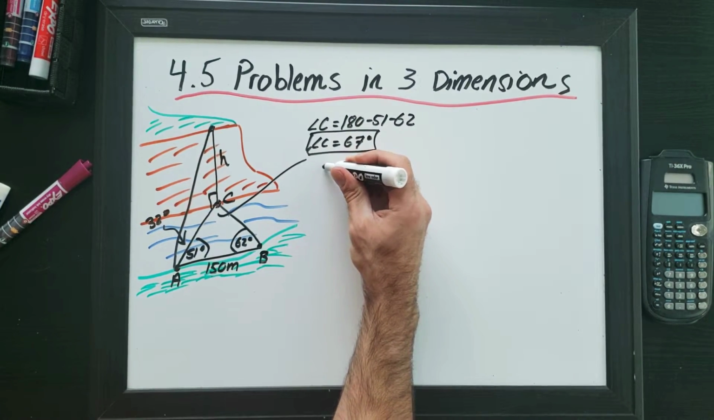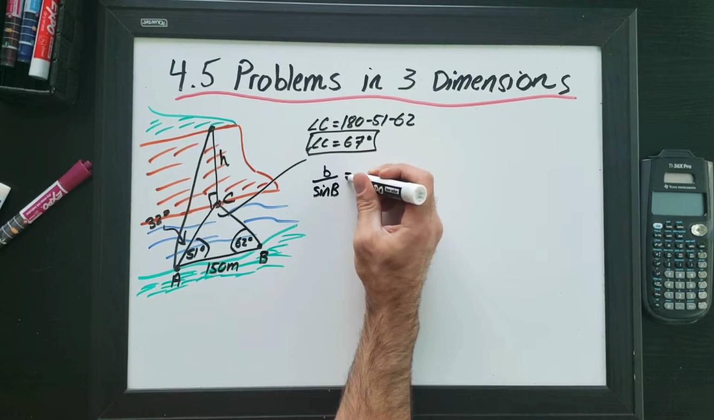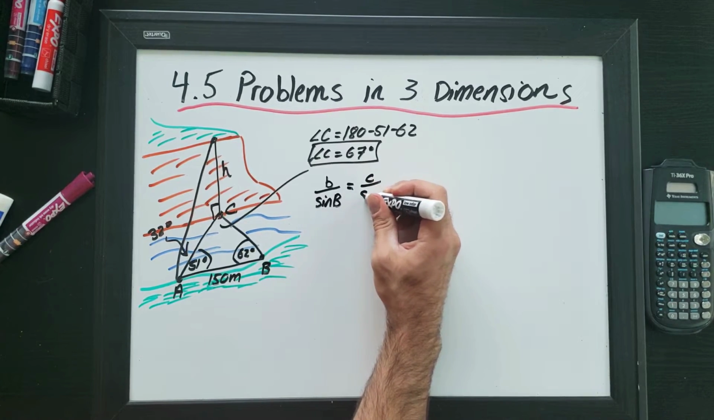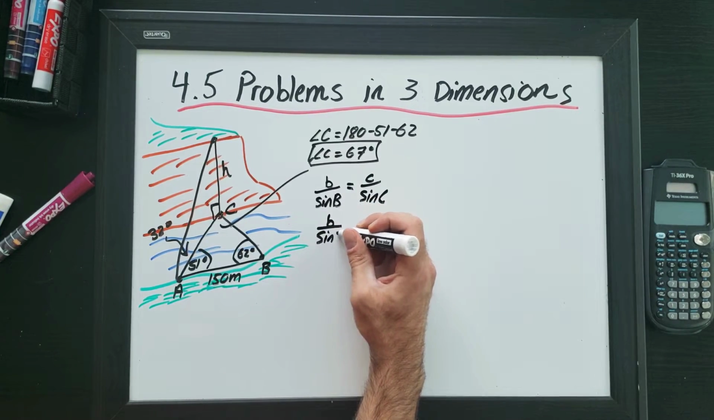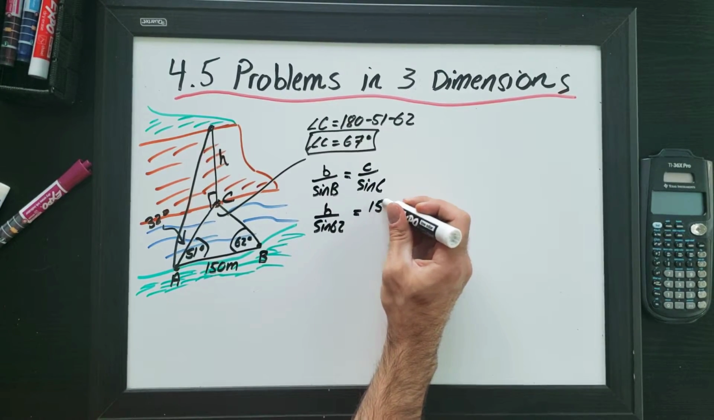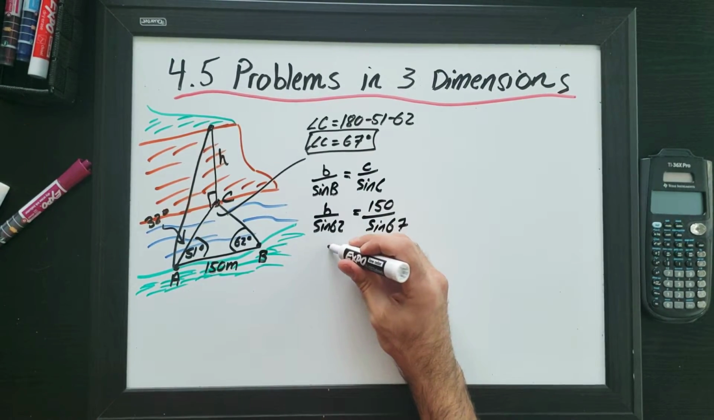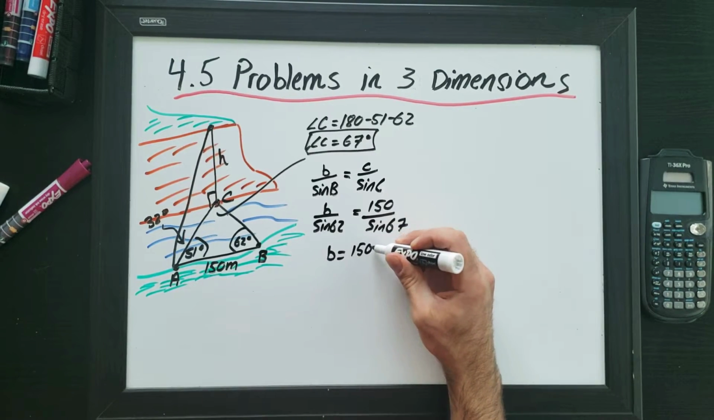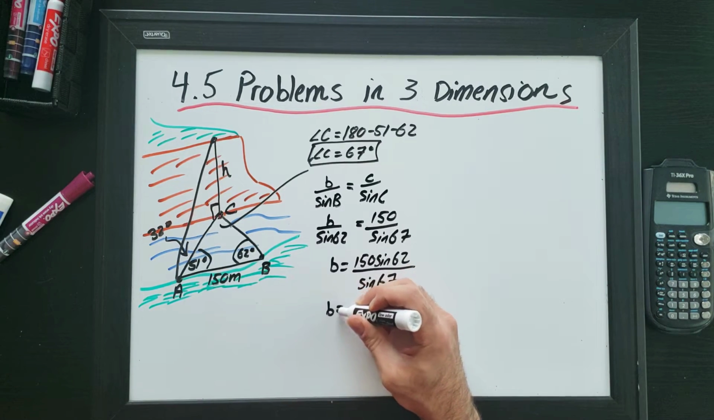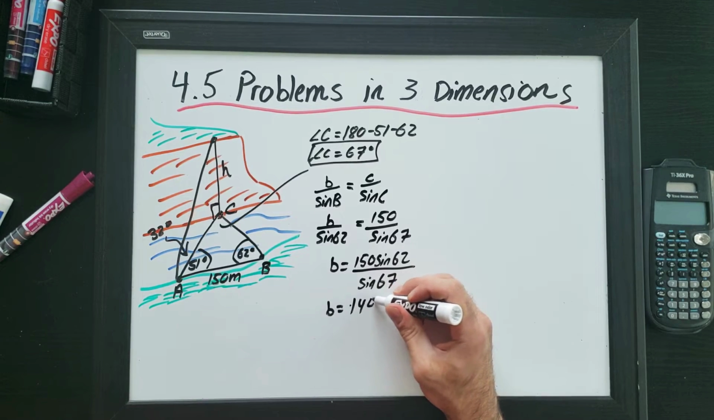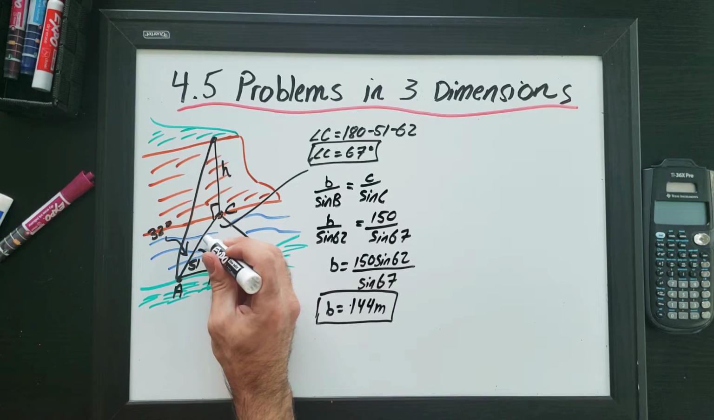I'm going to use sine ratio of b over sine B. Remember, I always start with the one I need on top. And I'm going to use c over sine C. So b over sine of 62 equals 150 over sine of 67. I just found that out. I can solve here. This is going to be 150 sine 62 over sine 67. Pop that into your calculator and you're going to get 144 meters. I'm going to box that because it's a key point. And now I know that b is 144.